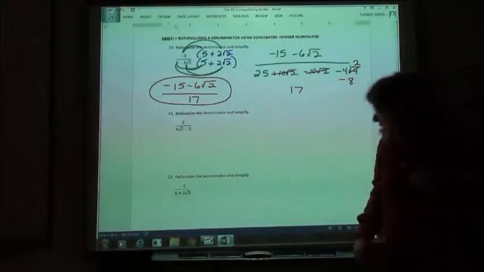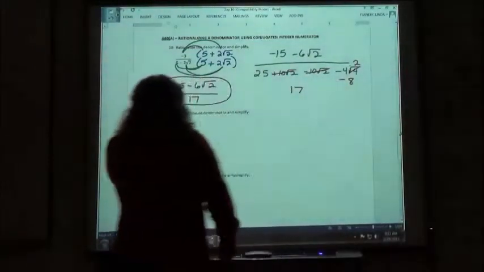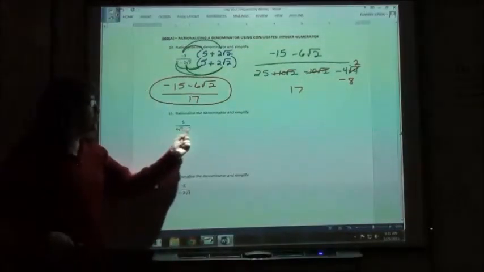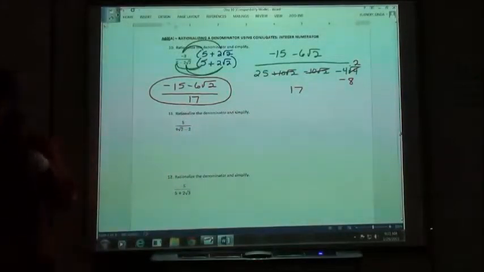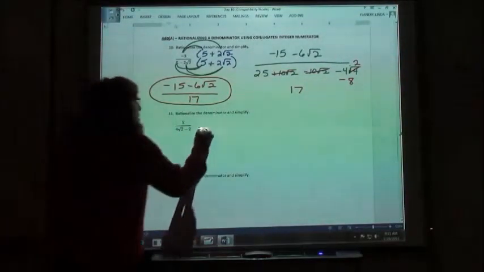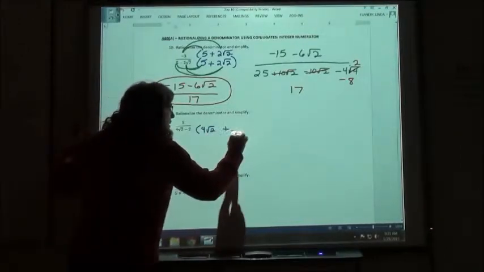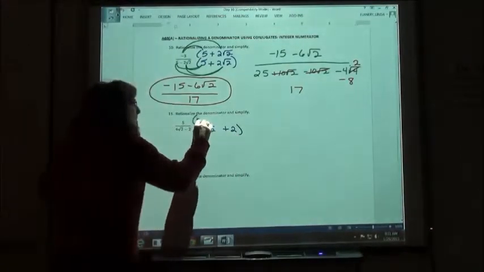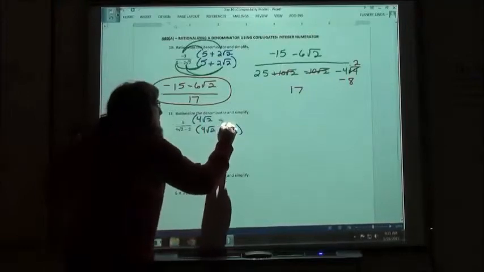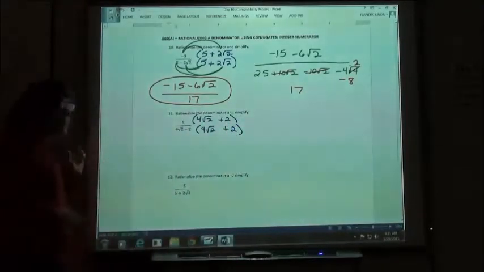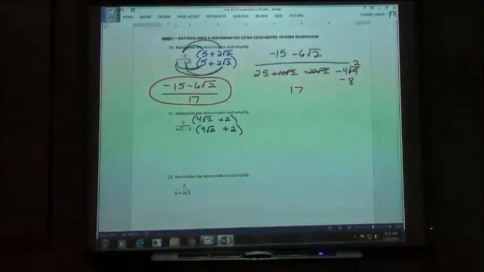So looking at that next one, we want to rationalize the denominator. There's two things on the bottom, so we got to multiply by the conjugate, and our conjugate's going to be 4 square root of 2 plus 2 then. The same thing as the bottom, just with the opposite sign in the middle.